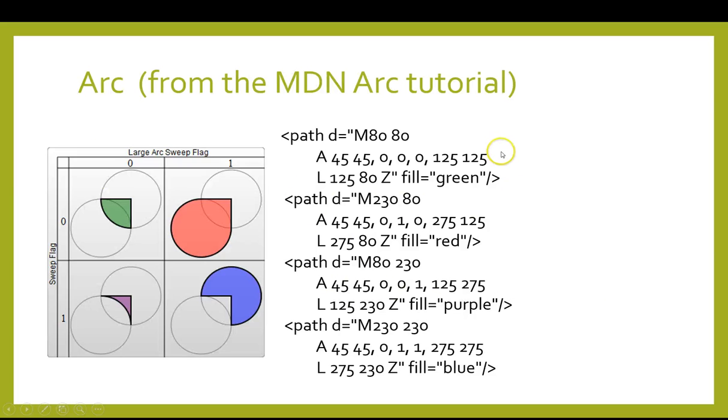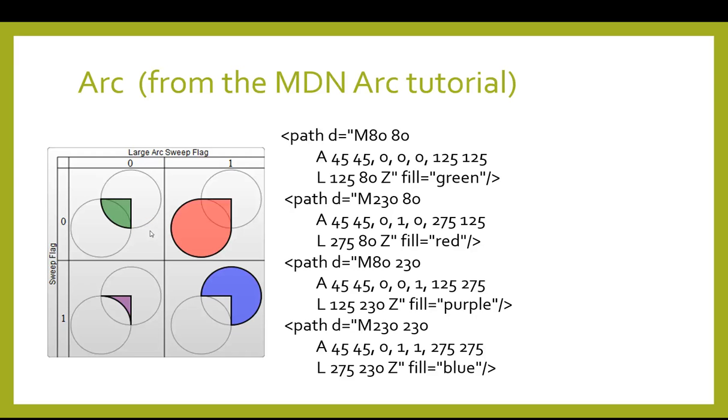Alright, real quickly, this is from the MDN arc tutorial. And notice that in each case the arc has the same radii, 45, 45, which makes it a circle. And then it's not rotated at all, so 0, 0 for all of those. That's the 3rd parameter. And then these are the 2 control points, so 0, 0, 1, 0, 0, 1, and 1, 1. Okay? And if you look over here on the chart, then you can see how the control points determine which part of the arc gets drawn.